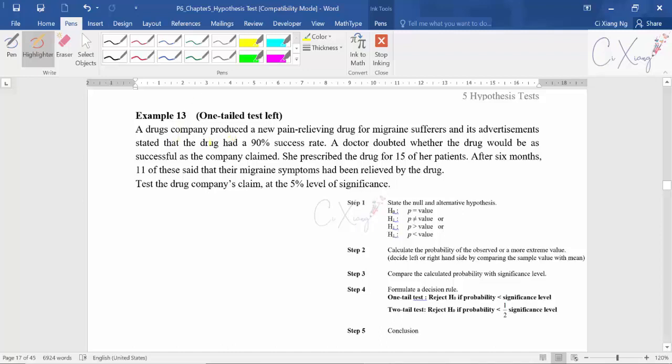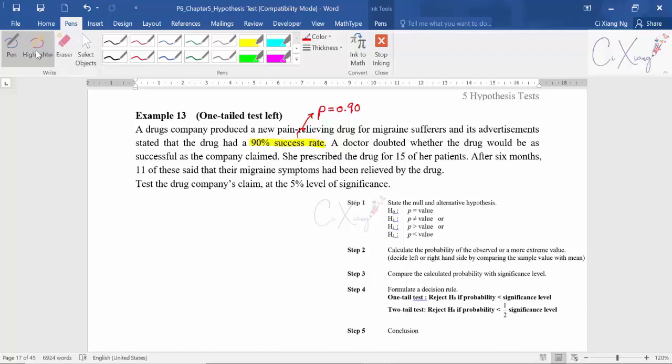Okay, so there's a drug company that produced a new type of drug for migraine sufferers and stated that the drug has a 90% success rate. So when they say 90% success rate, it means that you have P equals 90%, which is 0.90. This is the information that you can get from this first sentence here.